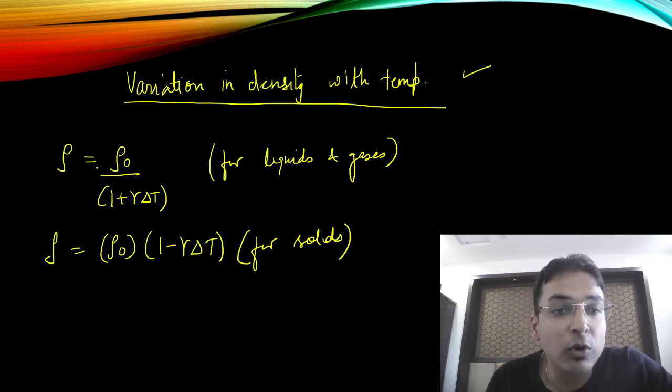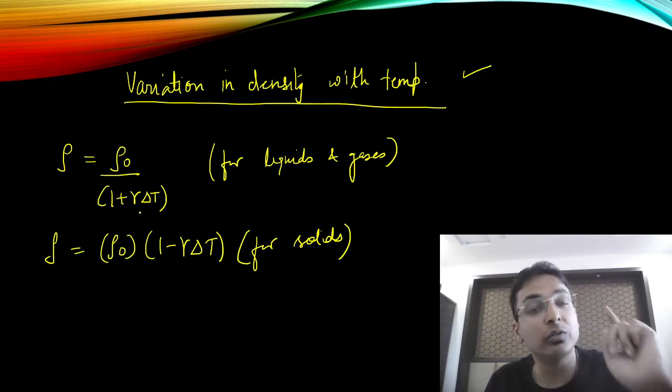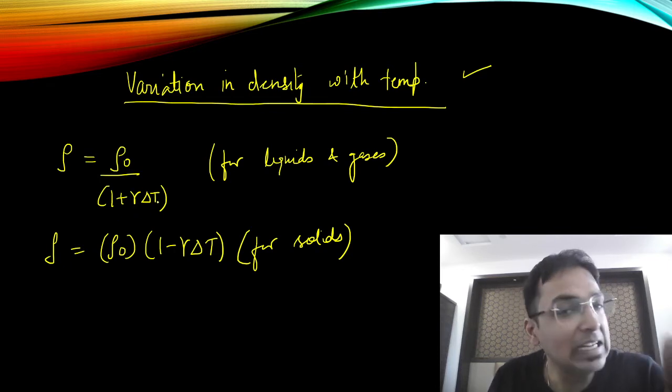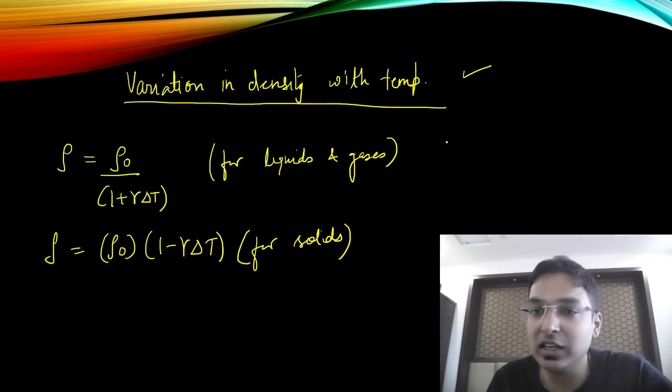Now we see the variation of density. It is given by rho is equal to rho naught upon (1 plus gamma delta T). Gamma is again the coefficient of volume expansion. Delta T is the change in temperature. This formula is for liquids and gases, and the other formula is for solids.